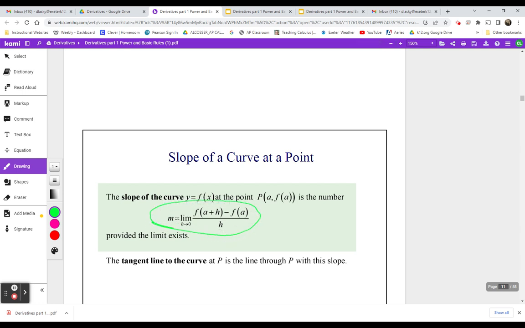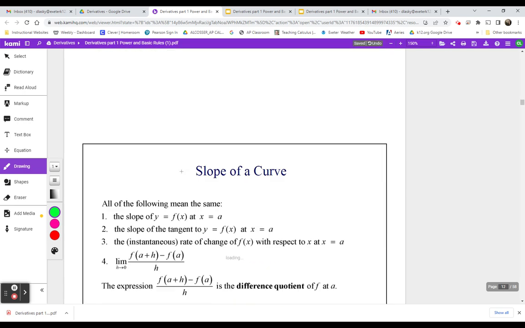This is the slope of a curve. So we're going to get f of a plus h minus f of a. I know I'm writing it again. Over h. We just found that. And then we just said we know that the limit as h approaches zero. And that's how you find the slope of a curve at a point.